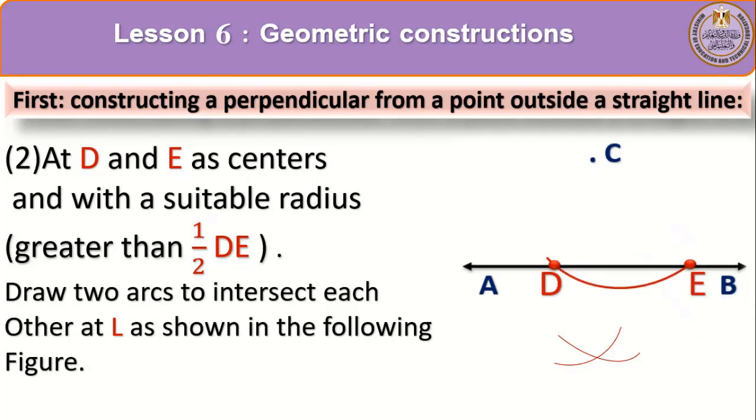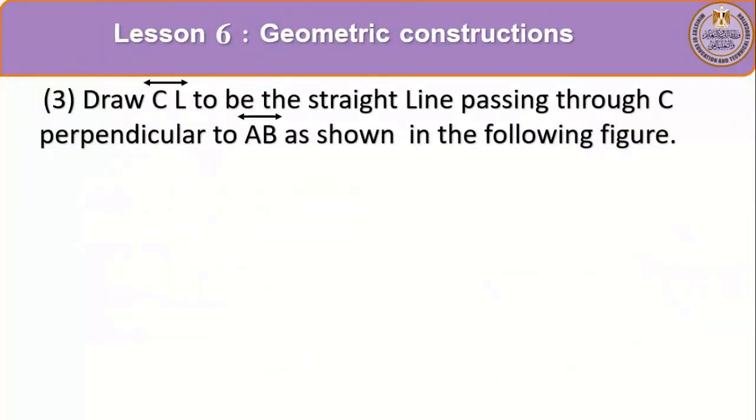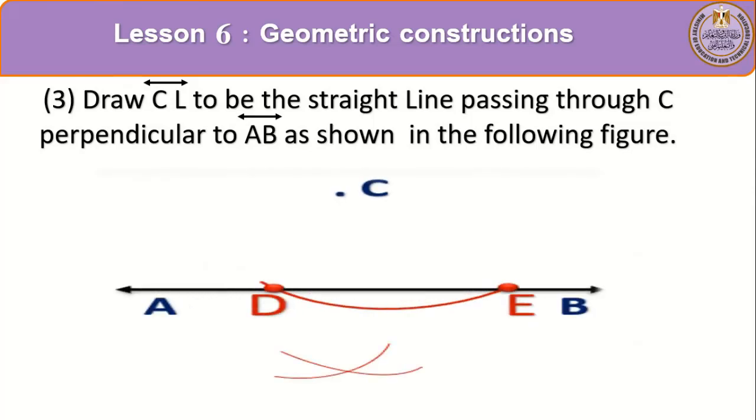So they intersect at point L, and in this step, we will draw CL to be the straight line passing through C perpendicular to AB, as shown in the following figure.